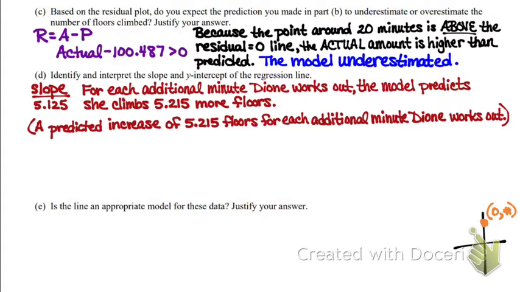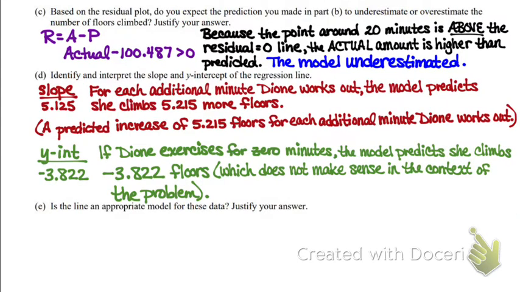So I want to interpret this 0 in context. So that's my x variable. What did we say our explanatory variable was? Number of minutes, yeah, that's our workout time. So it's saying that at 0 minutes of workout time, the model is making what kind of a prediction? If Dion exercises for 0 minutes, the model predicts that she climbs negative 3.822 floors. That doesn't actually make sense in the context of our problem, but that is what the model is predicting.